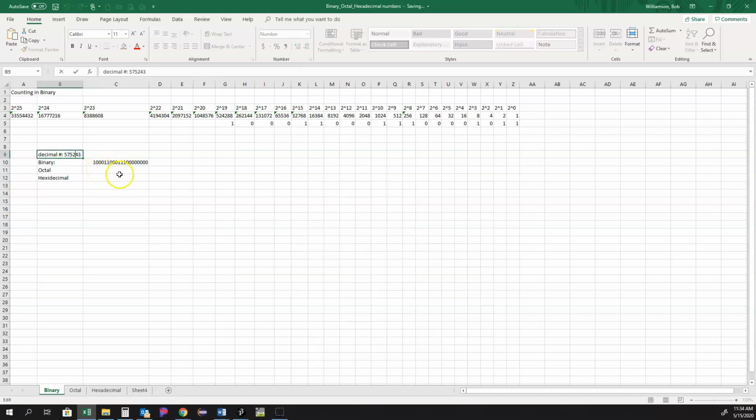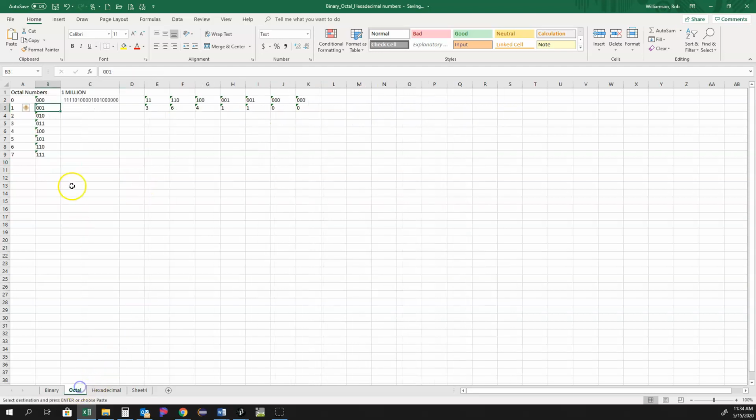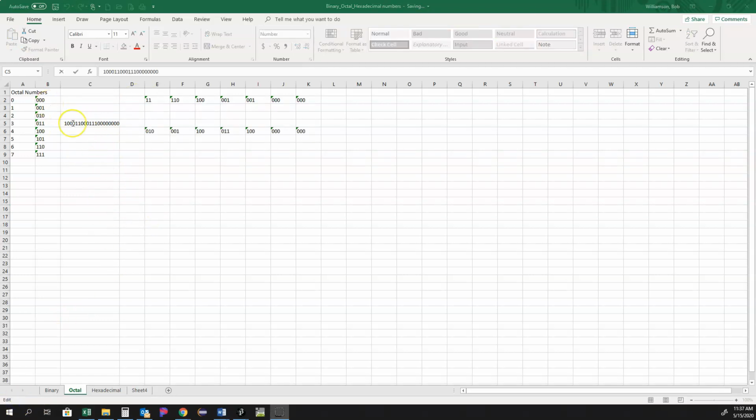Now, to create an octal value for that, we need to break the binary number into threes. I'm going to move to this next page, for octal. Here's our number that we're working with, and I'm going to need to break those into chunks of 3. I took our binary number and broke it into chunks of 3. So we then need to assign those values to an octal number here.